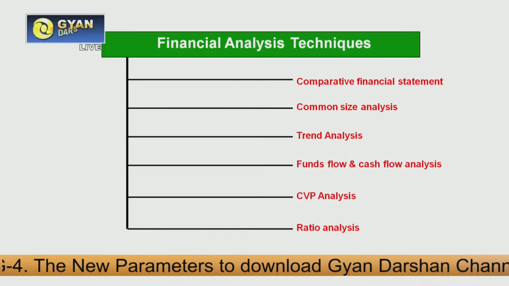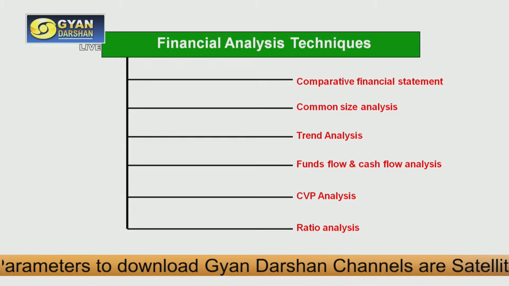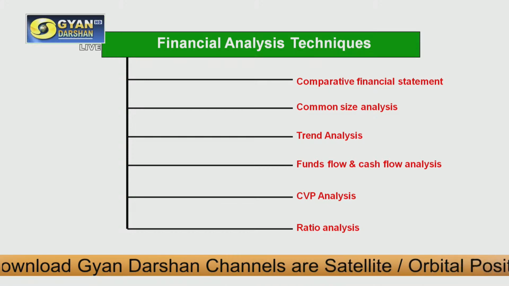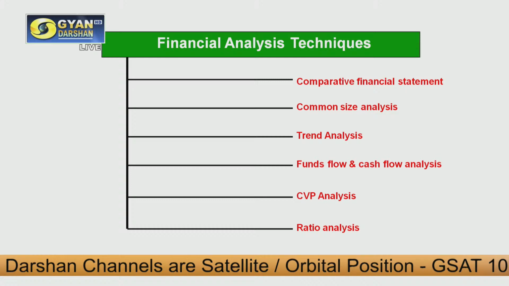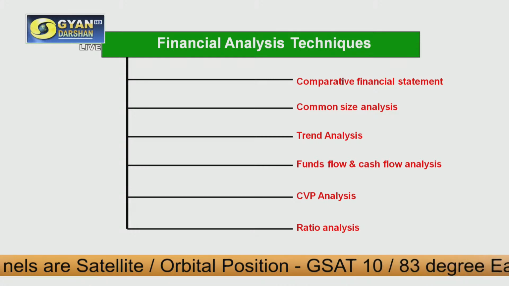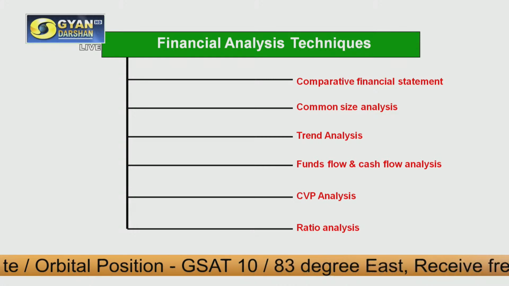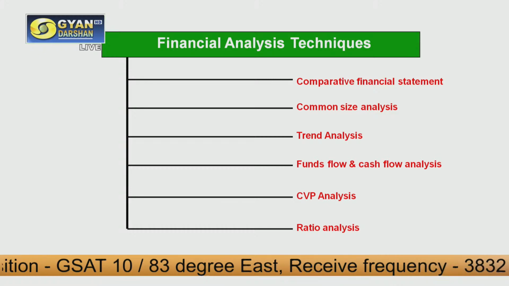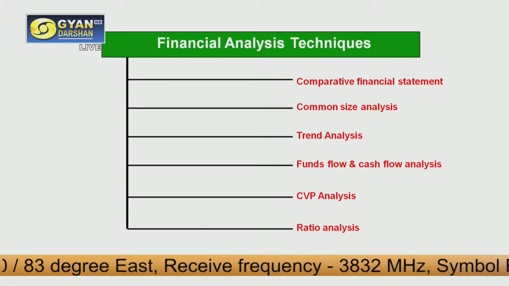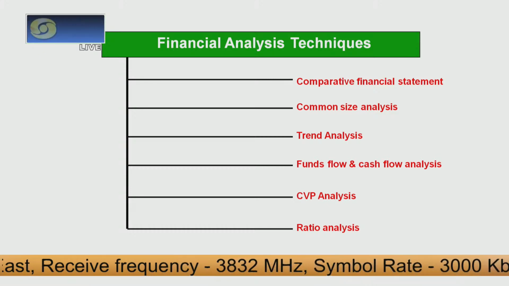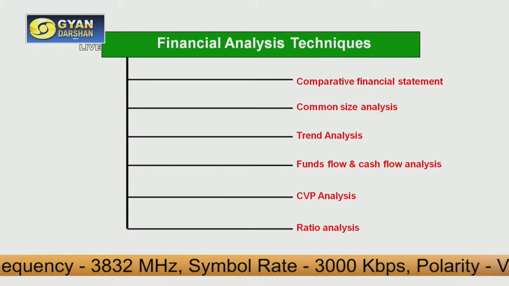Now, what are the different financial analysis techniques used for analyzing the annual report of the company? If you see, the annual report will have many things apart from the balance sheet and income statement. So what we do, we go for the comparative financial statement analysis, common size analysis, trend analysis, funds flow and cash flow analysis, CVP analysis, that is cost volume profit analysis, and the ratio analysis. Out of all these tools, ratio analysis is the best tool for the fundamental analysis.